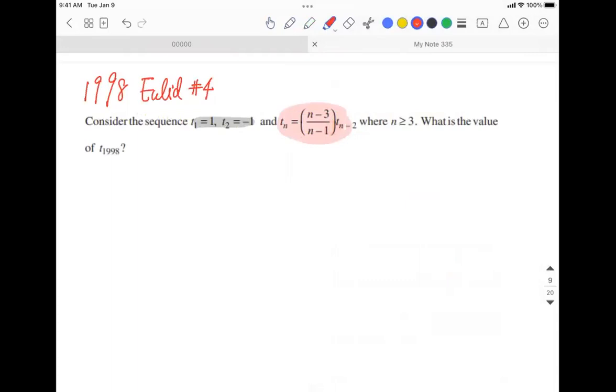So it's not adjacent. There's one skip, right? t(n minus 1) is skipped. But basically, t(n minus 2) and tn have a relationship. The proportion is (n minus 3) over (n minus 1), whenever n is greater than or equal to 3. Then what's the value for t1998?